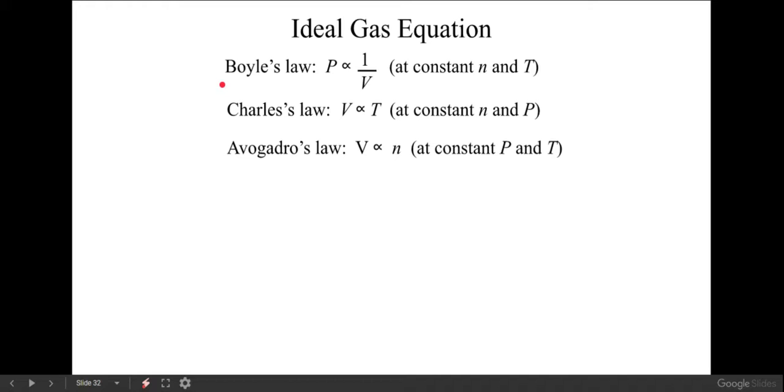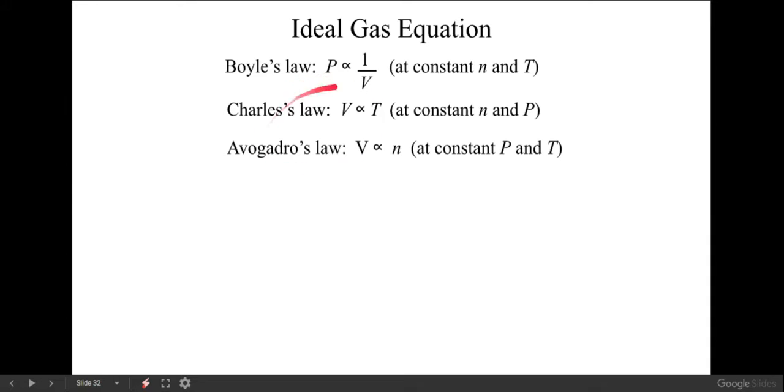So, to pick up where we left off, we looked at several different gas laws, like Boyle's law. We saw that as pressure goes up, volume goes down. Charles's law: volume and temperature are directly related, proportional. So, temperature goes up, volume goes up. And Avogadro's law is if the moles of a gas goes up, the volume goes up.